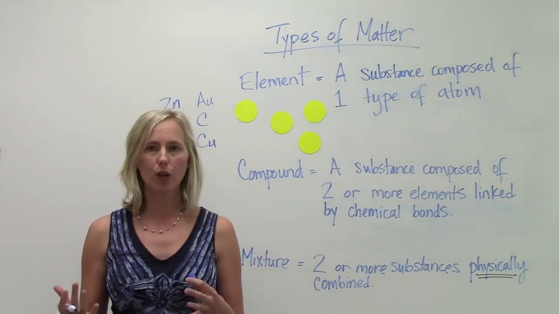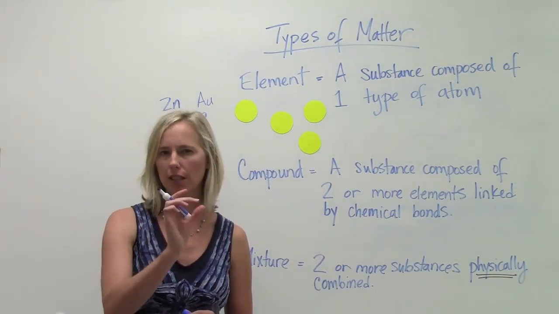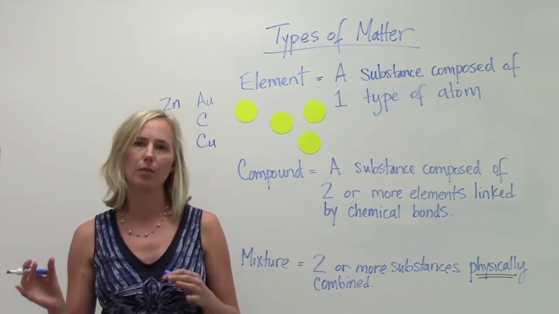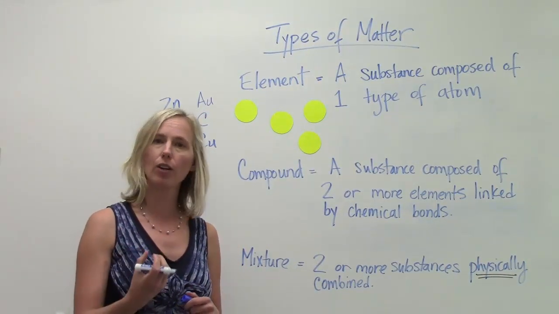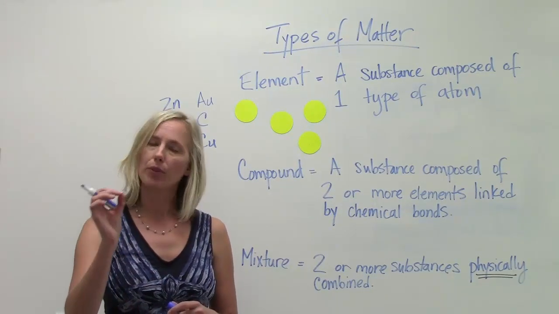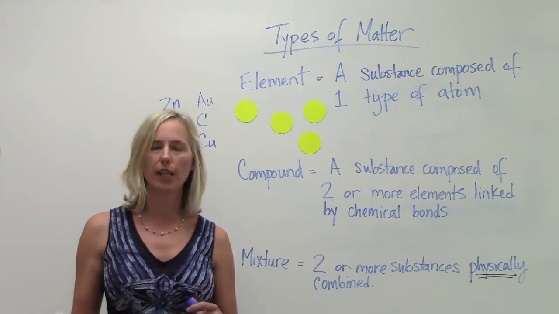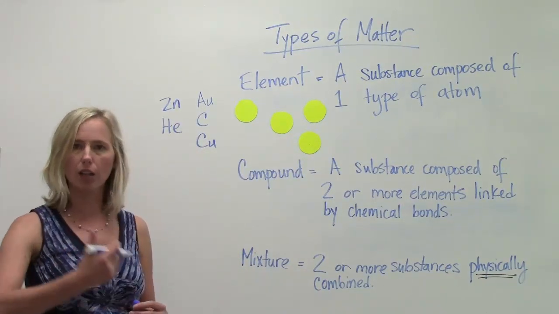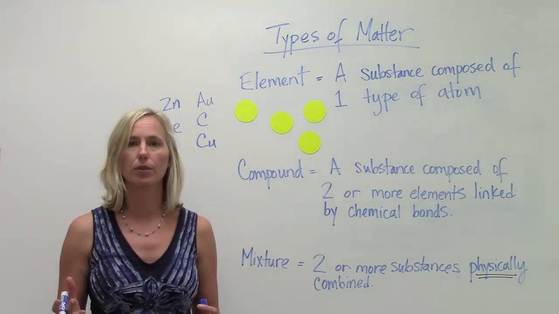I want you to notice that the atoms are single. They're by themselves. We call this a monatomic element. Think about the prefix. Mono means one, or single. Single atoms. But the same atom must be repeated again and again. To show that, we're using yellow, yellow, yellow, all yellow atoms.